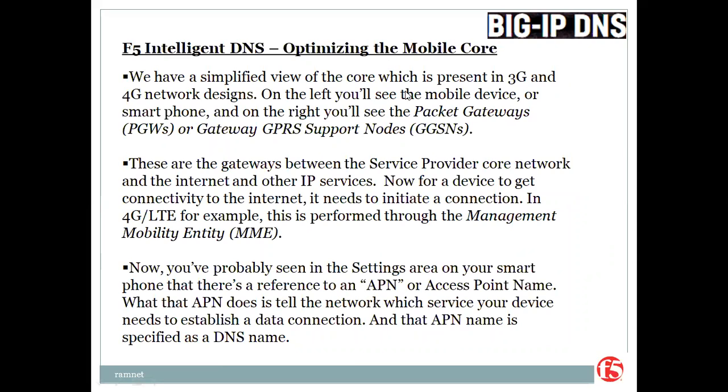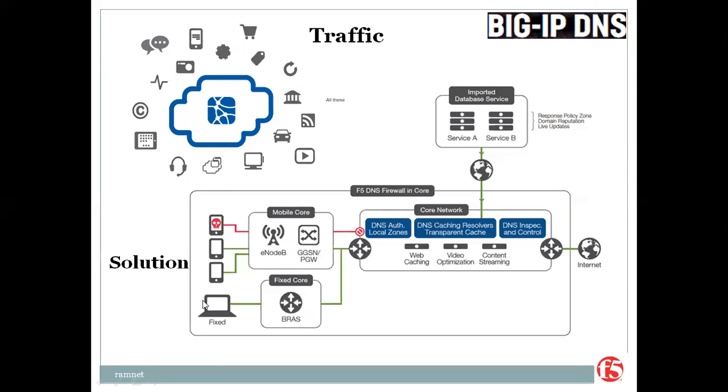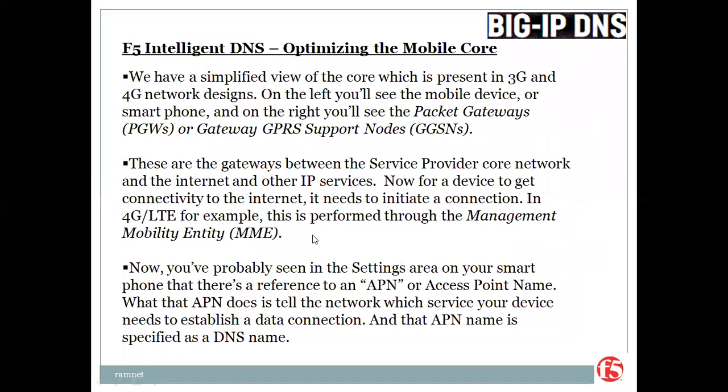On the left, you can see the mobile device or a smartphone. On the right, you can see the packet gateways. This is the mobile device, and this is the packet core and other things. These are all gateways, the service provider core network and the internet. Now, for the device to get connectivity to the internet, it needs to initiate the connection. In the 4G LTE example, this is performed through the mobility management entity, that is the MME.